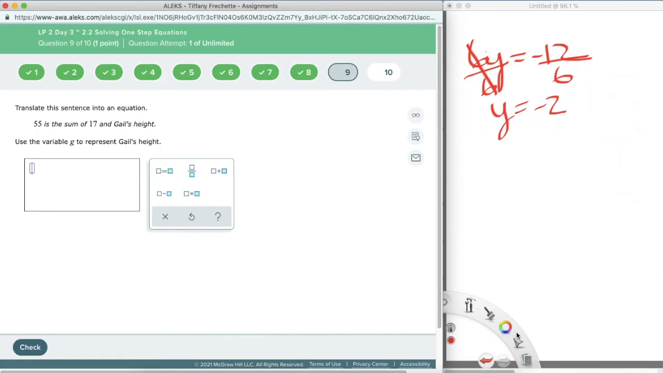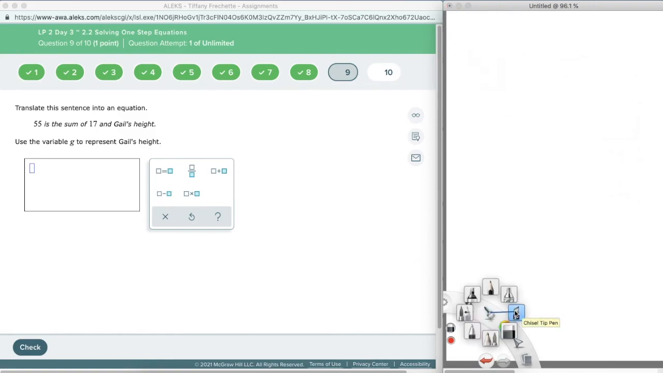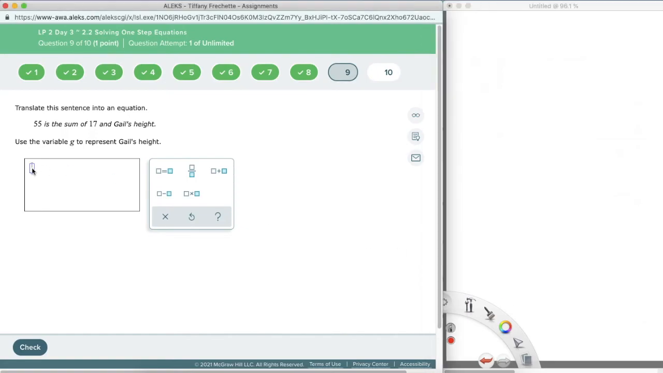So we are going to translate this sentence into an equation. It does not say anything about solving this equation. It just wants us to translate again. So we need to make sure we understand those key words as we read. So 55 is means equals. As soon as I hear is, I'm going to write the equal sign. The sum of, that tells me I'm going to add the next 2 pieces. So it's the sum of 17 and Gail's height.